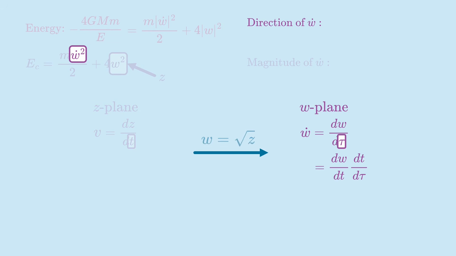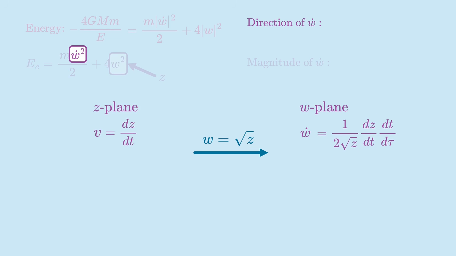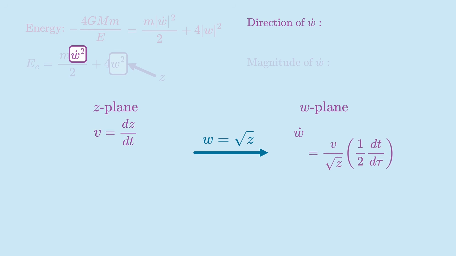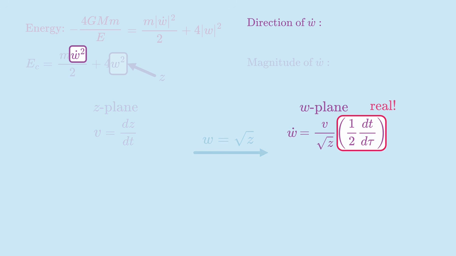Since w equals square root of z, dw by dt is 1 over 2 square root of z times dz by dt. But now since dz by dt is v, we can write w dot as shown on screen. One thing to note is that everything in the bracket is real since t and tau are real, so this part doesn't influence the direction. The remaining bit, v over square root of z, controls the direction.